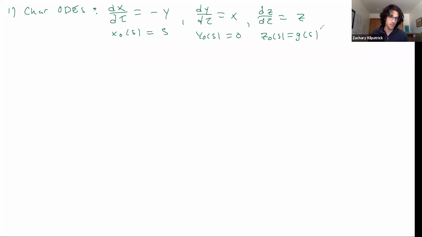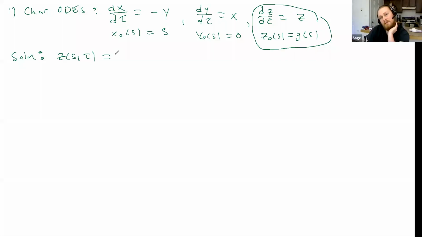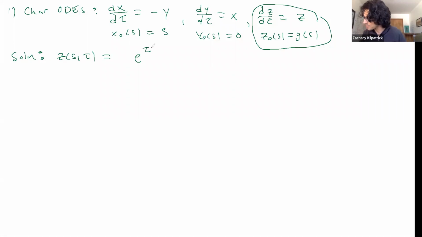Okay, so now I got to solve some ODEs. Okay, what is the solution to these ODEs? Well, let's take the easiest one first, maybe. That's actually this one. Okay, and I get what? z of s, tau is equal to, if dz d tau equals z, z of tau is what? A constant times e to the tau. Yes, a constant times e to the tau. So I'll leave that space blank.